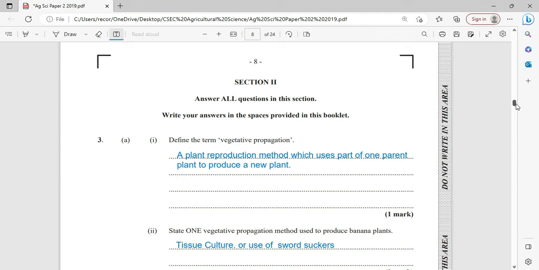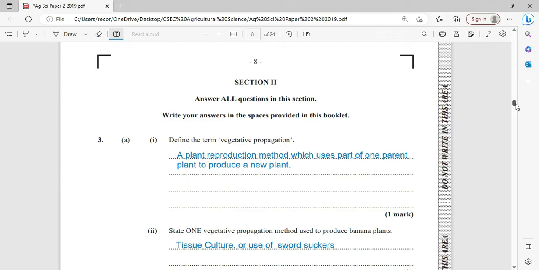Now, there are two types of propagation, sexual and asexual propagation. In sexual propagation, seeds are used to produce a new plant. In asexual propagation, we are using part of a parent plant to produce a new plant. Now, one type of asexual propagation is vegetative propagation, in which we are using a part of a parent to produce a new plant.